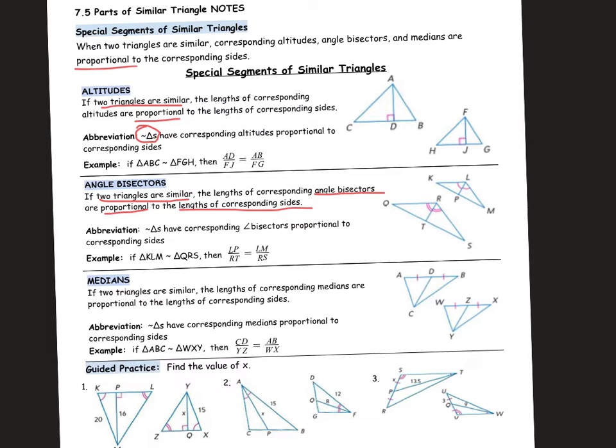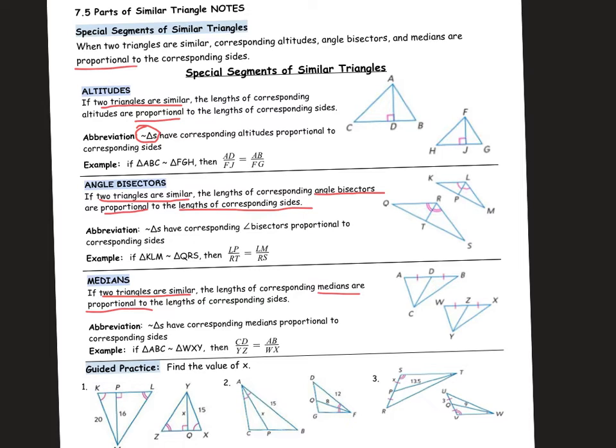Medians, well, once more, if two triangles are similar, the lengths of corresponding medians are proportional to the lengths of the corresponding sides. So if ABC is similar to WXY, then CD, our median, to YZ, the other median, must have the same ratio as AB to WX. So essentially, we have the same general idea, just using our altitude, angle bisectors, and medians.